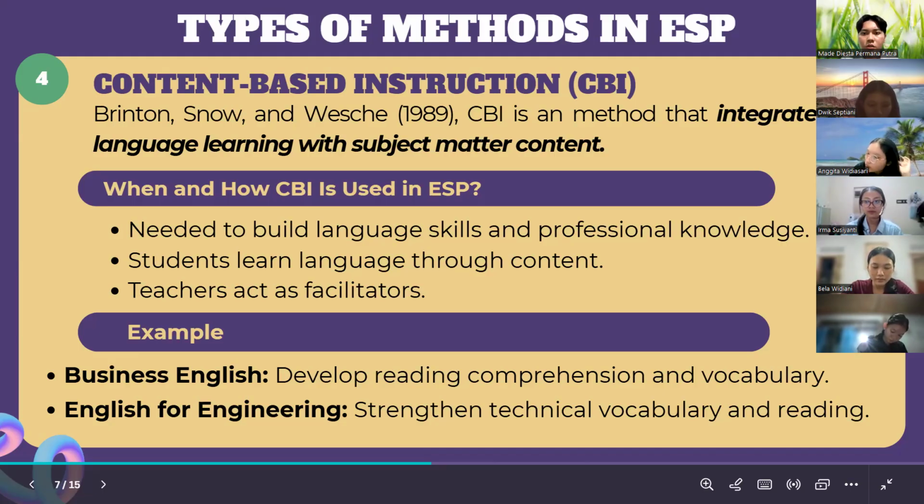Okay, so that's it about the types of methods in ESP. The next material will be presented by my partner.